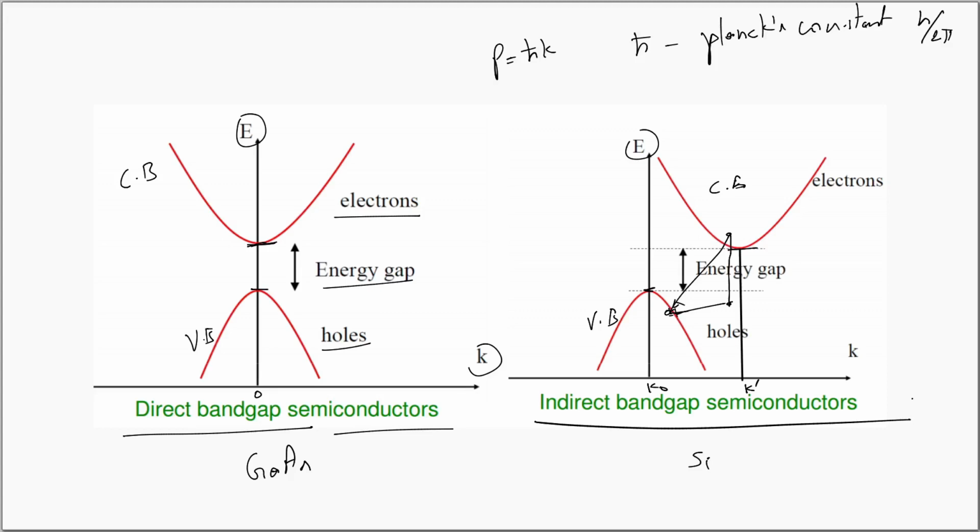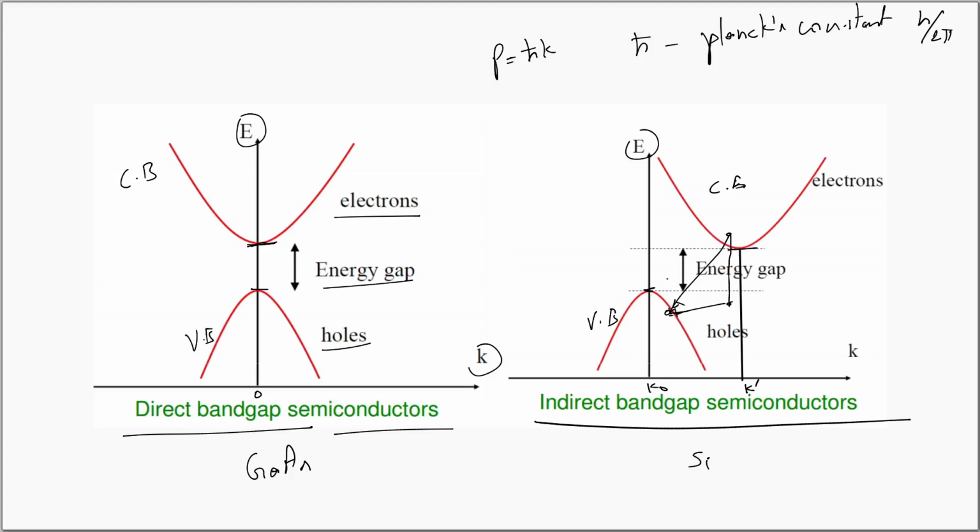In the case of direct band gap semiconductors, the bottom of the conduction band and the top of the valency band, they will be aligned along the same vertical corresponding to one particular value of the K. Whereas in the case of indirect band gap semiconductors, the bottom of the conduction band and the top of the valency band, they are not aligned along the same vertical corresponding to one particular value of K. Rather, the bottom of the conduction band will occur for some value of K and the top of the valency band occurs at a different value of K.